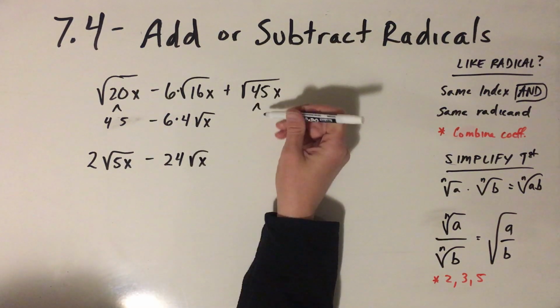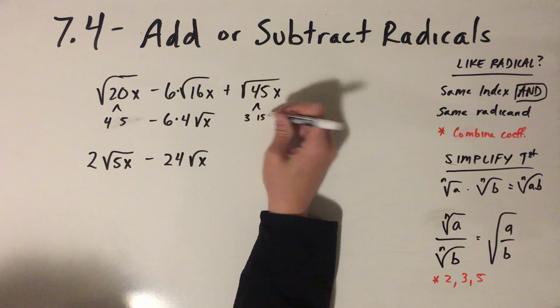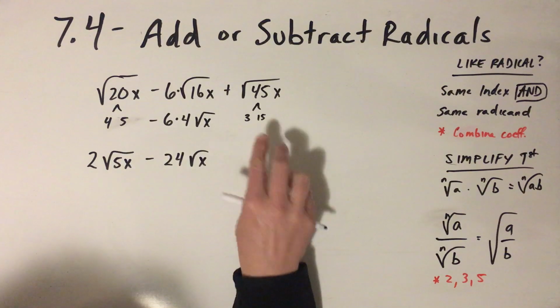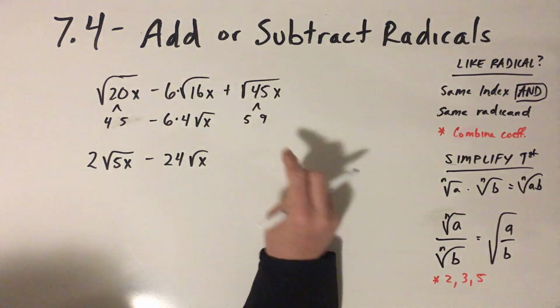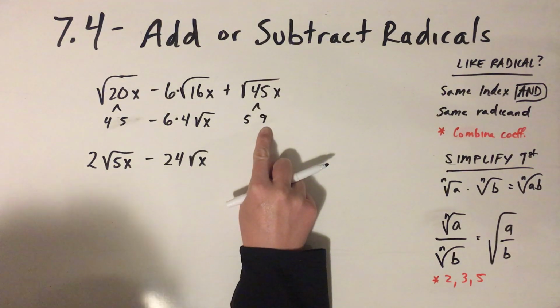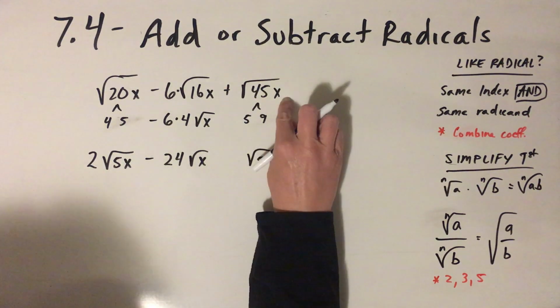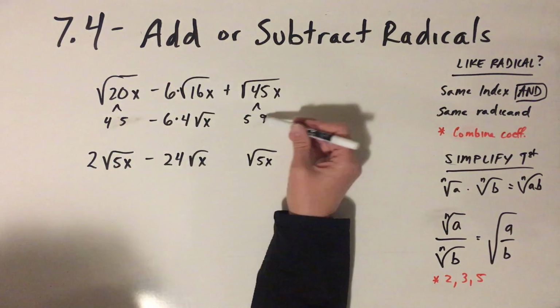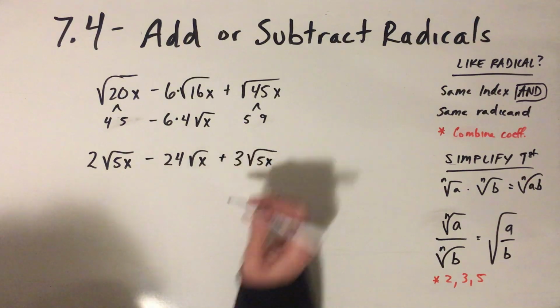Looking at this next one, I'm going to say it's not divisible by 2, so I'll try 3. I get 3 and 15. That's not too helpful, so I'm going to try 5. And I get 5 and 9. That works because 9 is a perfect square. The 5 I can't do anything with, so it has to stay under. And this x I can't do anything with, so it has to stay under. But 9 is a perfect square. It'll come out and be 3. And I'm going to be adding that.